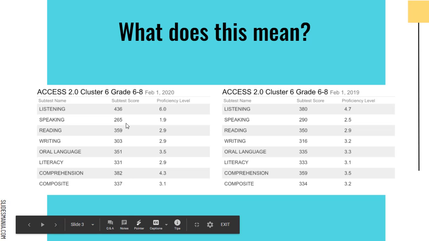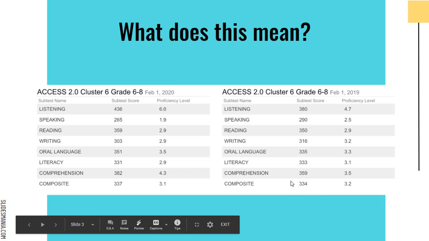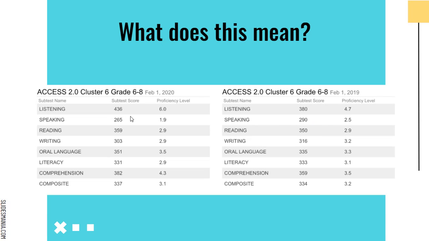So we're going to go back to this slide over here, and you will notice that the sub-test score for listening in 2020 was a 436, whereas in 2019 it was a 380. So this kid did make some pretty significant gains in terms of their listening scores. If you take a look at the composite score though, you'll notice that from a 334 to 337, that's not a huge leap. But again, the composite score doesn't tell us the full story. So we really want to make sure we're paying attention to what's going on with this student.